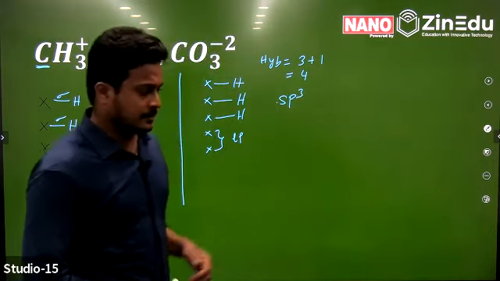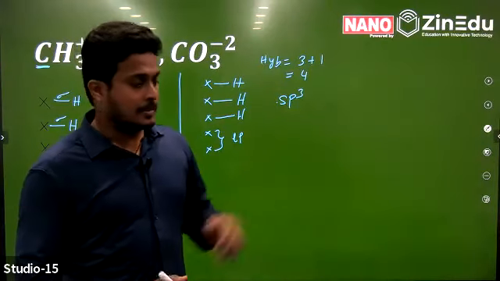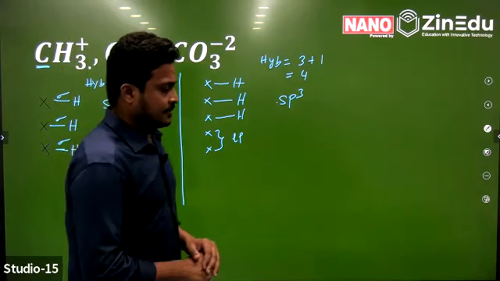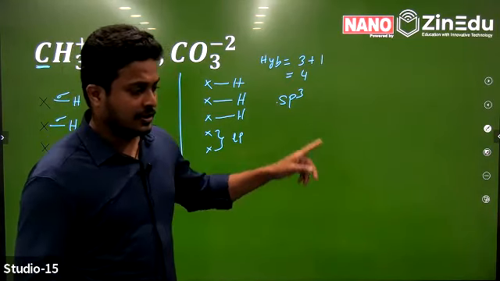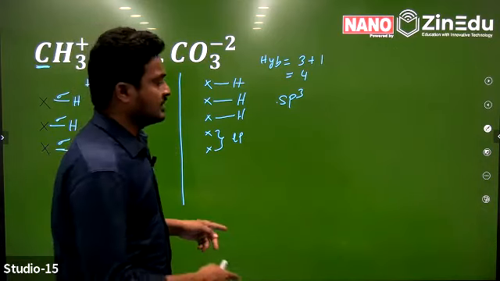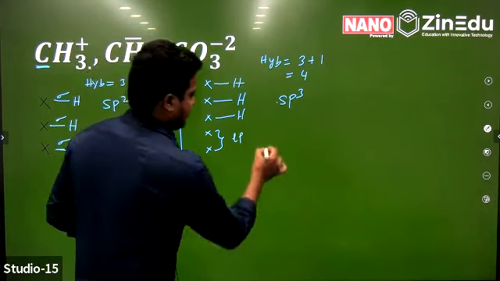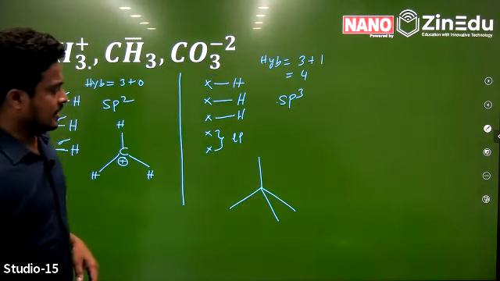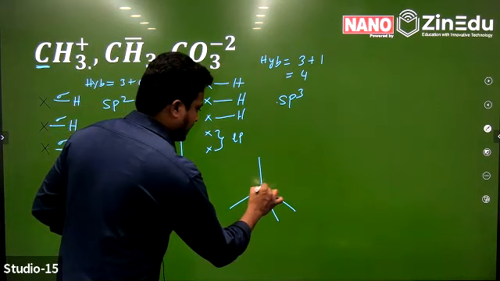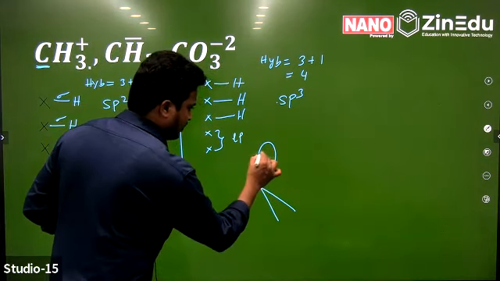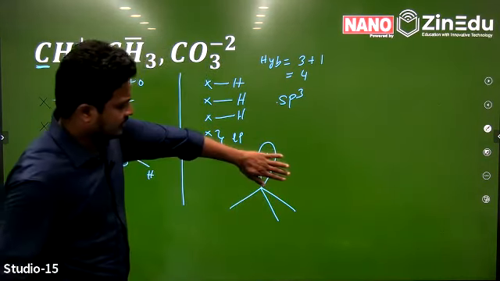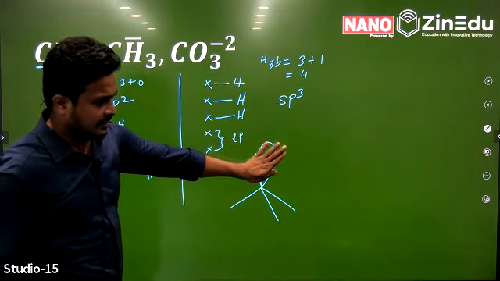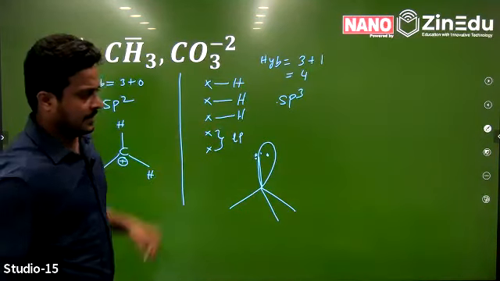sp3 hybridization. But now, shape? Pyramidal. Yes, very good. Because of sp3 hybridization with 0 lone pairs, the actual geometry is tetrahedral, like this. If you have 1 lone pair, I am considering this one as a lone pair. Now the shape of the molecule looks like pyramidal, right? That is why it is said to be pyramidal.